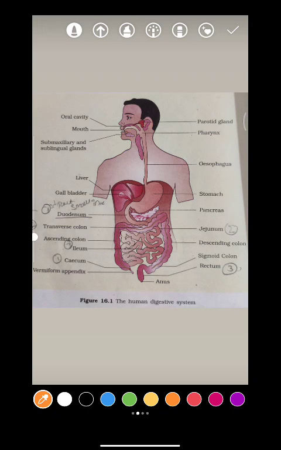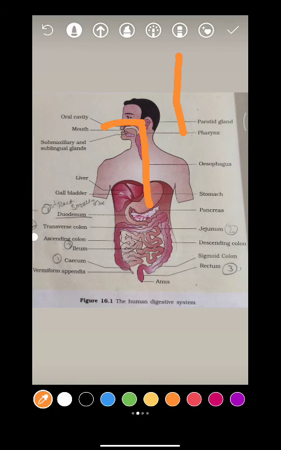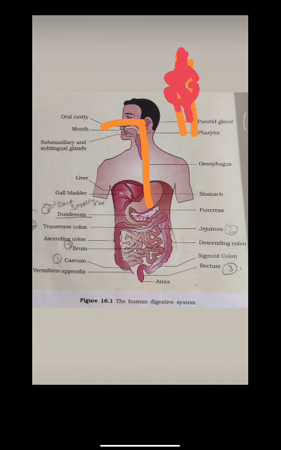Okay, next, the food passes from the mouth to the stomach through a mechanism called peristaltic movement. A peristaltic movement is whenever food passes through the pipe, this portion contracts and the remaining portion expands. Here whenever the food enters, this portion is expanded and the remaining portion is contracted. This is called peristaltic movement.